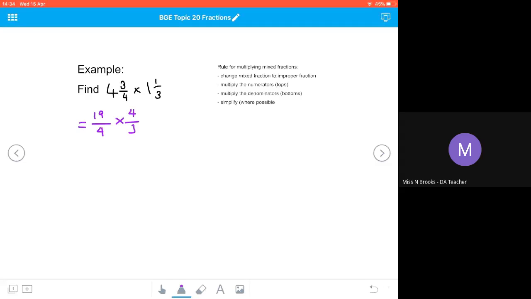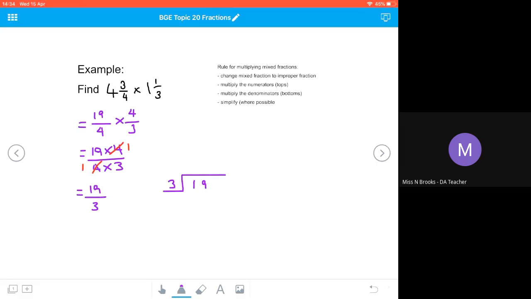Now I'm going to multiply the tops together, so 19 times 4 and 4 times 3. Now I can go ahead and do 19 times 4, but I've noticed that I have a common 4 on the numerator and the denominator, so they will both cancel down to one whole. So now it makes my calculation a lot easier because I'm doing 19 times 1 and 1 times 3, so I've got 19/3. So again, I want to go to the side, write my bus stop.